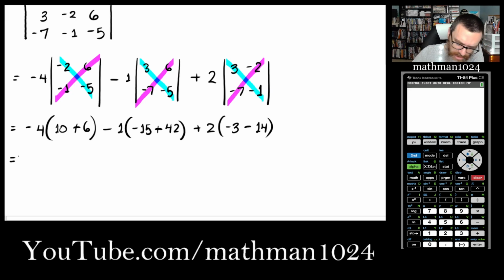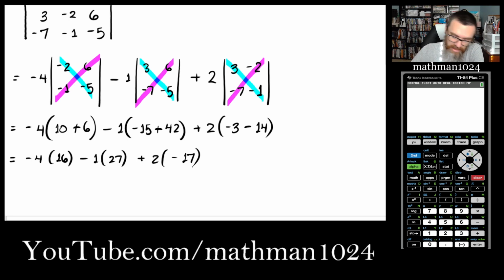Is this okay to show steps? So we have negative 4 times 16 minus 1 times 27 plus 2 times negative 17. This gives me negative 64 minus 27 minus 34. Yeah, I know I've got the calculator sitting there.